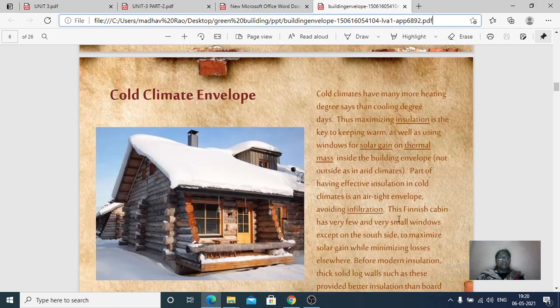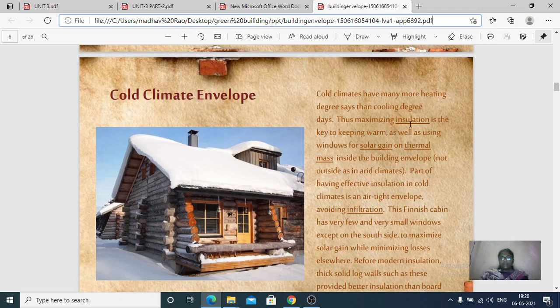So right, next one is the cold climate envelope. In India, we will not be facing this. Only in Kashmir you will be facing this type of condition, right? Because here you can see the falling of snow. Cold climates have more heating degree days than cooling degree days.